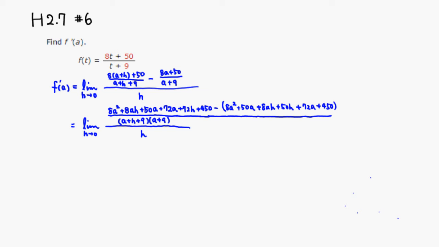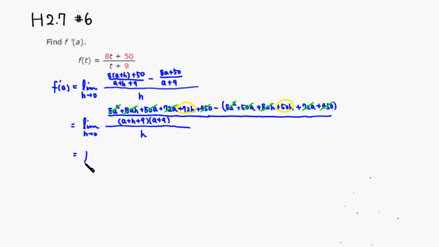So it looks ugly, right? But we'll be able to cancel a bunch of terms. Here's 8a squared, and here's 50a, so 8ah, cancel those. 72a, we can cancel those. And then 450 here. So what's left is these two guys, 72h and minus 50h, so we have to put those together.